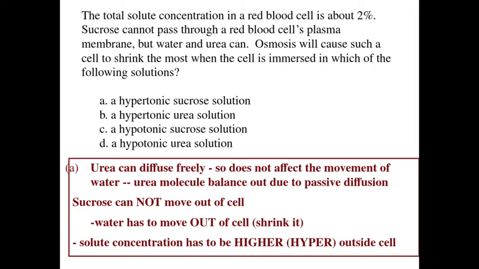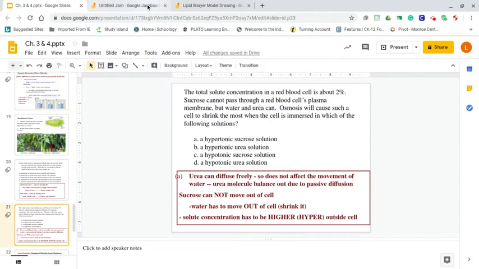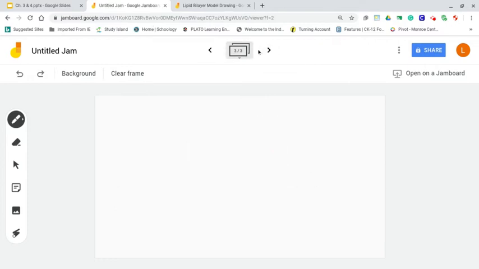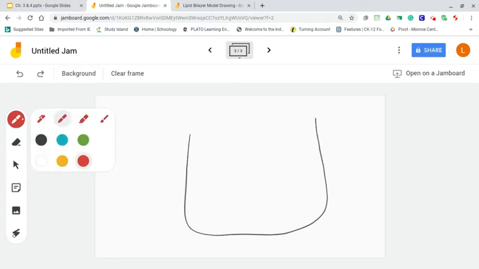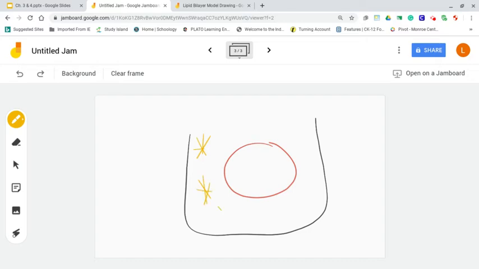Okay, so if we diagram this out, we'll draw our beaker. And we've got our red blood cell right there. And we want this guy to shrink. And so in order to get it to shrink, we've got to have more solute particles outside of that red blood cell as compared to inside. And we know if we put all these little particles in here, if this is sucrose, there'll be a sucrose molecule or two inside. They can't move. All right.